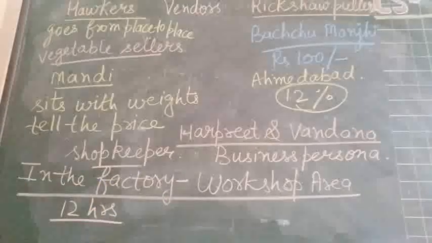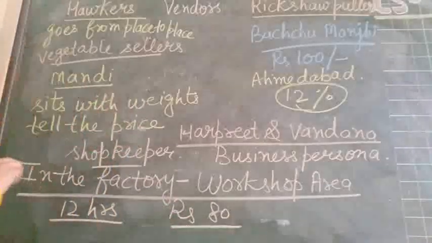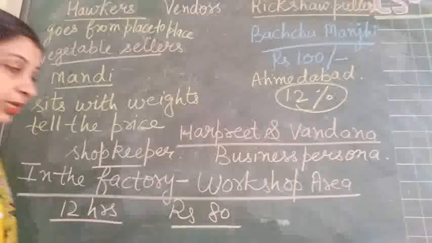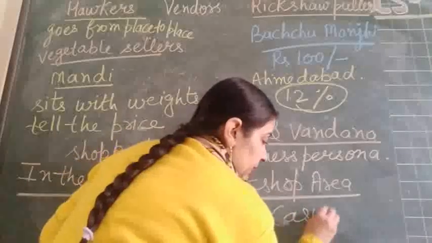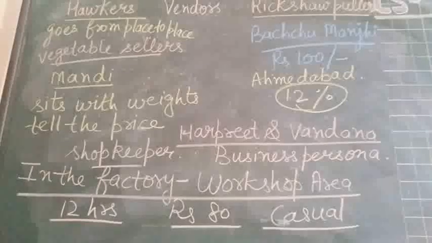The workers who work in the workshop area are paid rupees 80 per day for 8 hours and rupees 40 extra for working late. There is no job security. And the casual workers, Nirmala is a casual worker. Casual workers are employed when there is more work, depending upon the season or when orders are received.